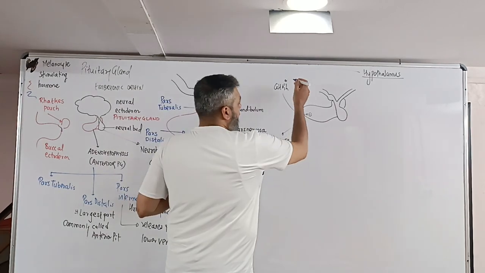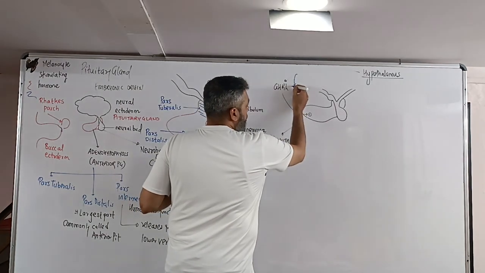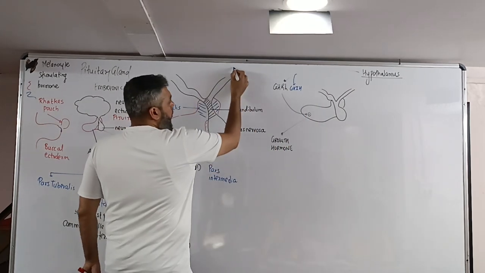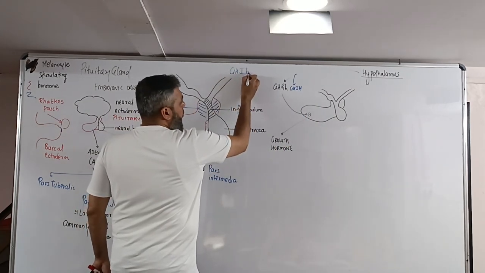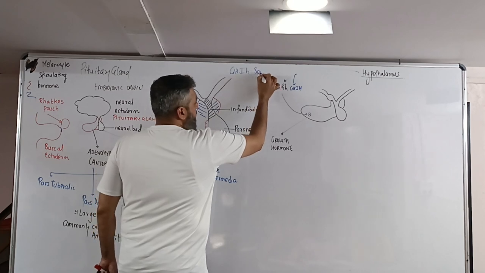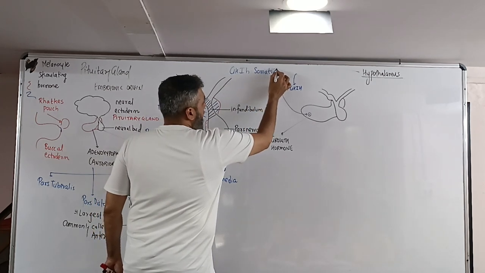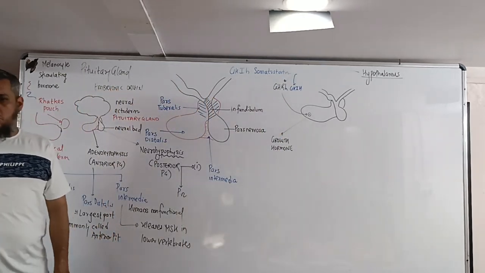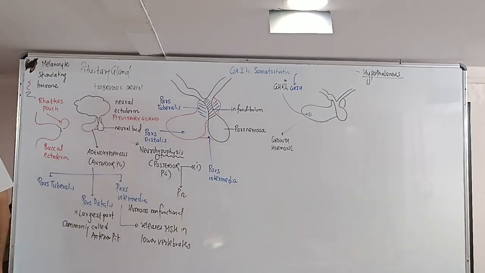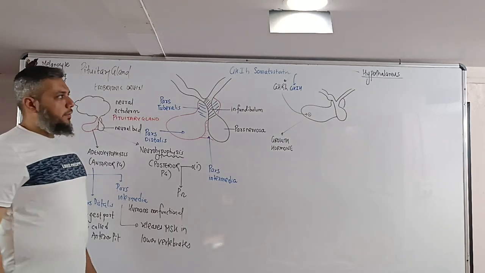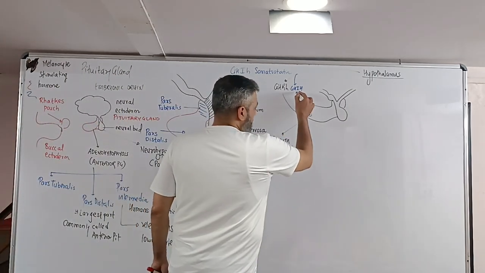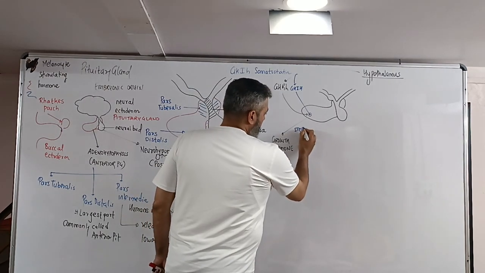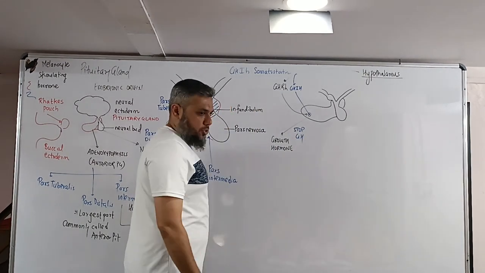The hypothalamus will also secrete growth hormone inhibitory hormone, which is also known as somatostatin. And when that acts on the cells, they will stop the release of GH.